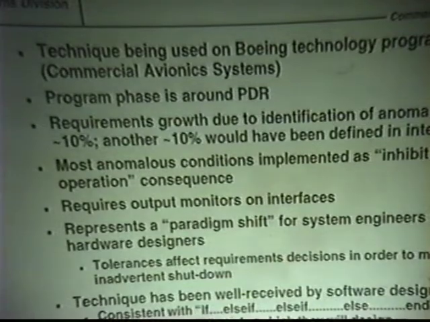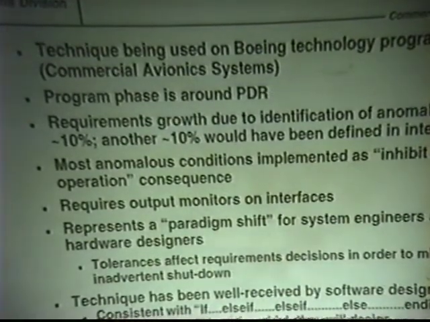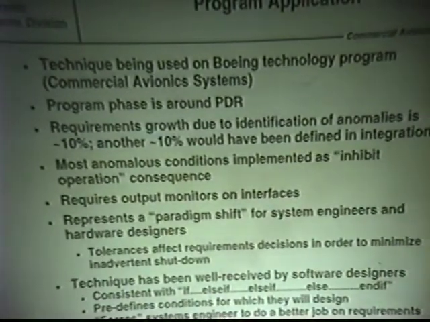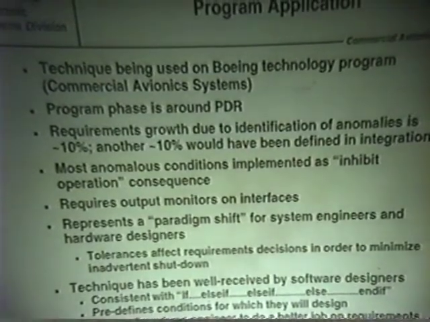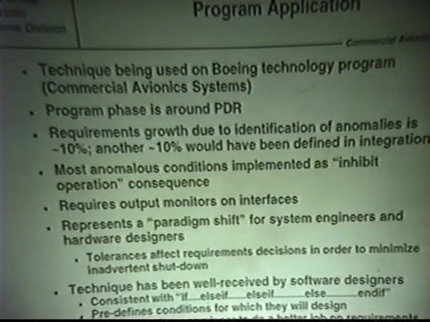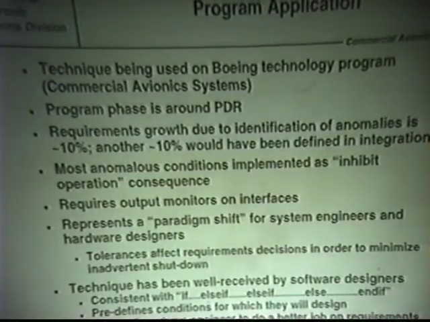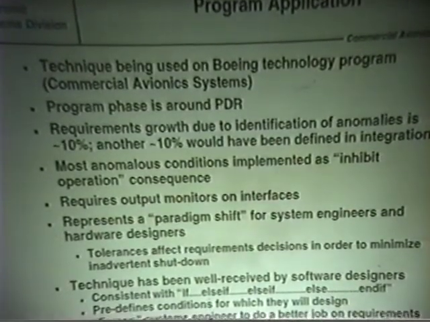Most anomalous conditions were implemented as inhibit operation. We have a subsystem that's just for entertainment. If it doesn't work, fine. You know, things break, stuff happens, but it's not critical to the safety of the airplane. It typically does require that we monitor the output. That's the only way you know whether the subsystem's performing correctly.